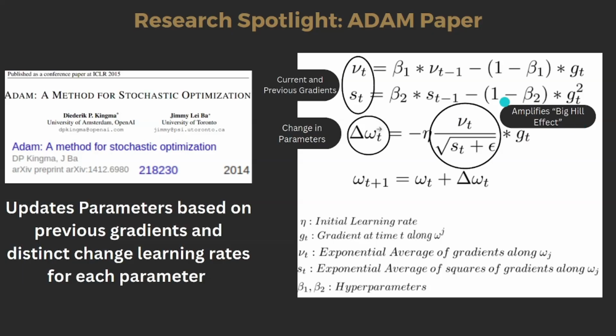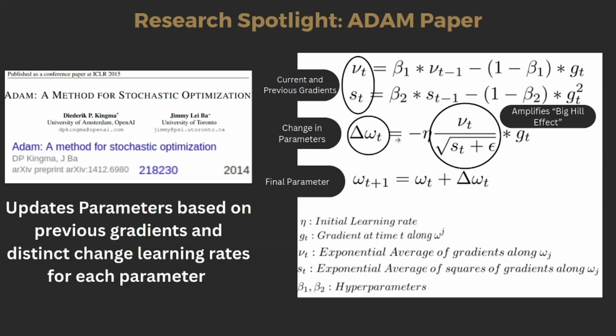It amplifies what we call the big hill effect, where if the past three gradients said to go in a certain direction and this gradient says to go in that same direction, then we're going to go in that direction very fast, which just speeds up training. We also have dedicated learning rates for each parameter, which just makes training better.